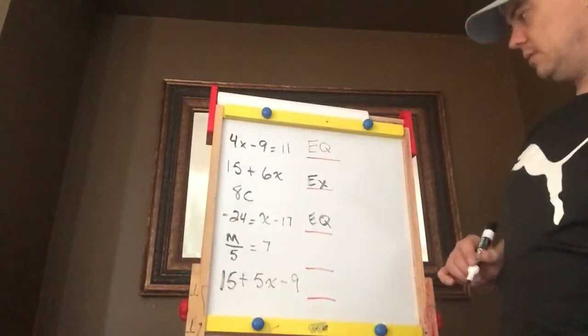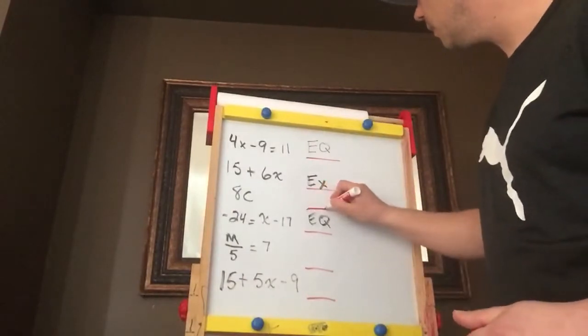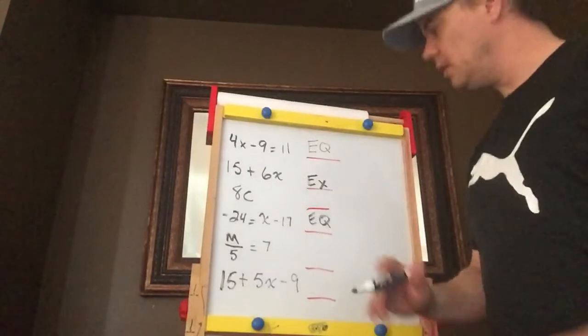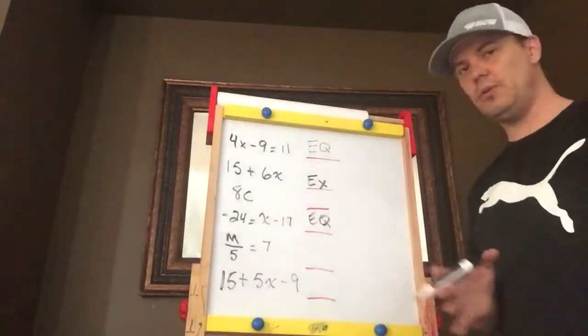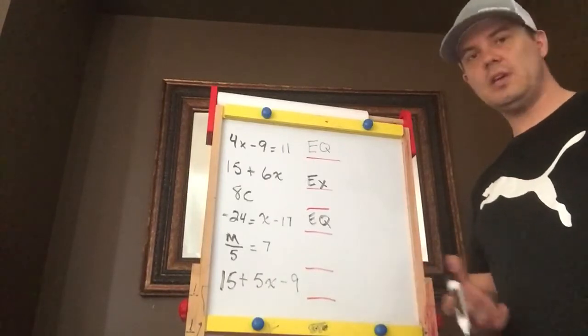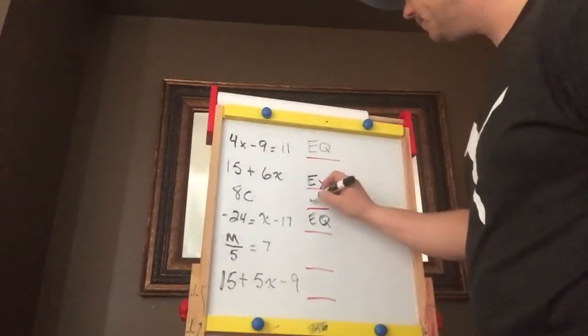Oh, I missed one. I missed 8C. I'm sorry. I missed that one above it. Okay. 8C, again, no total. I would have to give you the value of the variable, which is C, to be able to solve for that. So that one would be an expression.